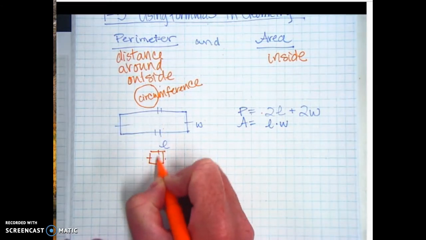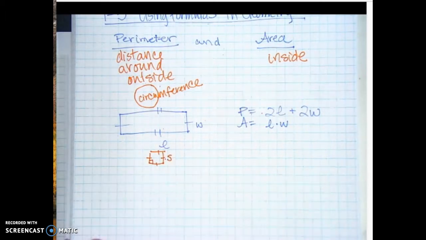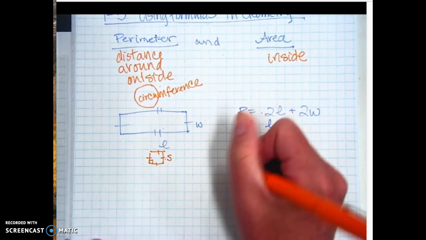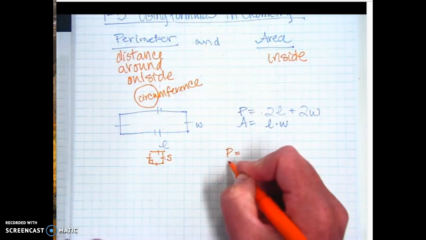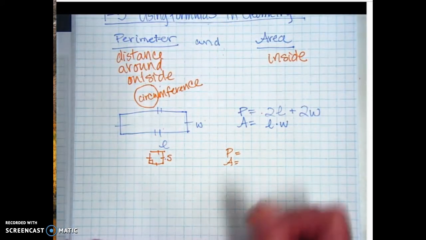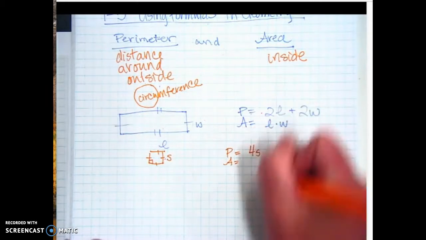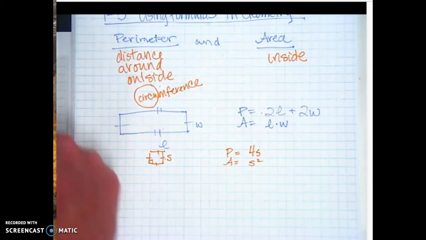This is a little square. All right. And we'll call this a side. So I'll put a little S there. You could treat it like a rectangle because it technically is a rectangle, but since it's a square, all 4 sides are the same. So you can do 4 times the side. And for the area, you can do side squared.